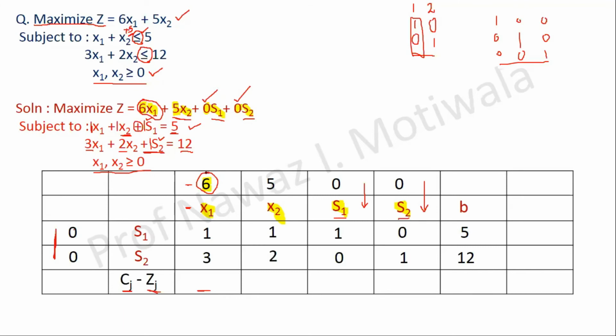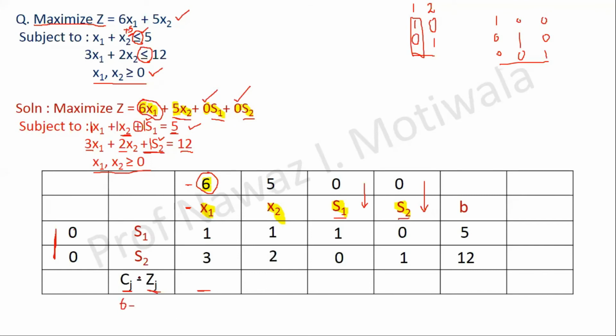Cj is the cost associated with that variable in the objective function. Again, I repeat, Cj is the cost associated with that variable in the objective function. So what I will write here, Cj becomes my 6. So for the first iteration, Cj becomes my 6.